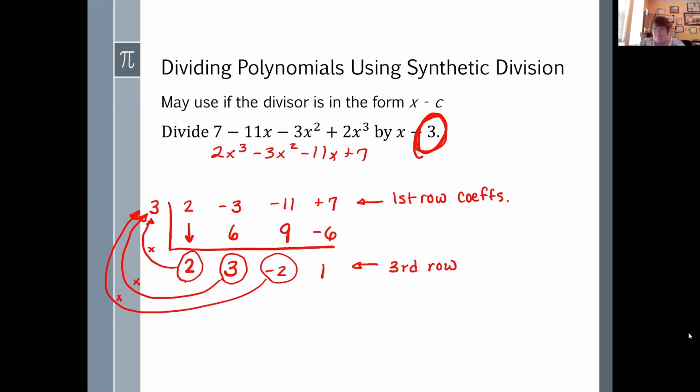So what are these numbers? In the third row of a synthetic division, the last number in that third row is the remainder. So this number right here, the 1, is my remainder.